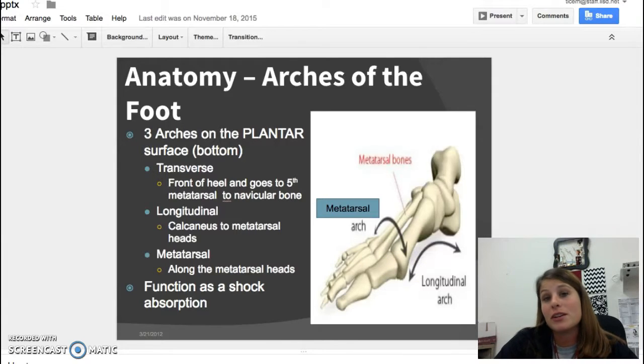What arches are good for is shock absorbing. So what does that mean if people have no arch or really, really high arches? It's going to play a role in any problems that they might have with their feet. Next time we pick up, we're going to talk about muscles of the foot, ankle, and lower leg.